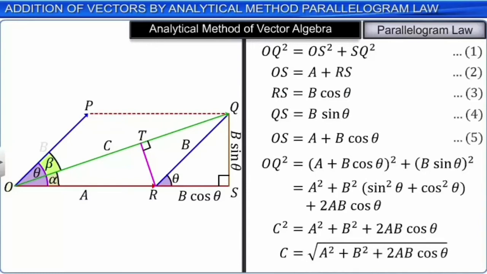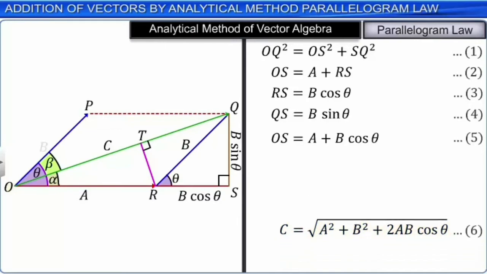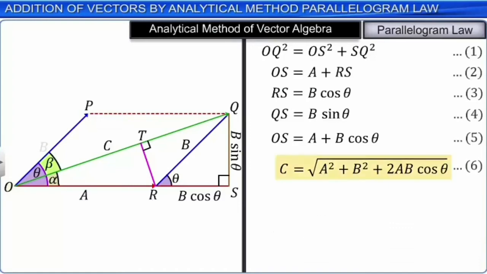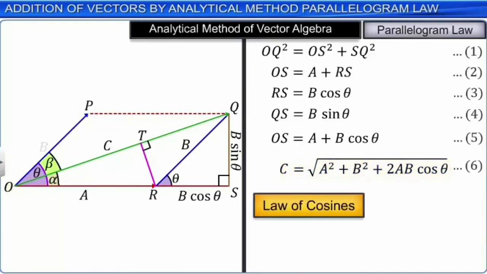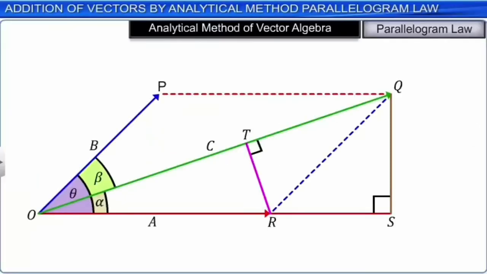So finally we have C is equal to root of A square plus B square plus 2AB cos theta. So that is the expression for the magnitude of the resultant, that is root of A square plus B square plus 2AB cos theta. And this equation 6 is also called the law of cosines. So the law of cosines gives the magnitude of the resultant of two vectors, vector A and vector B.